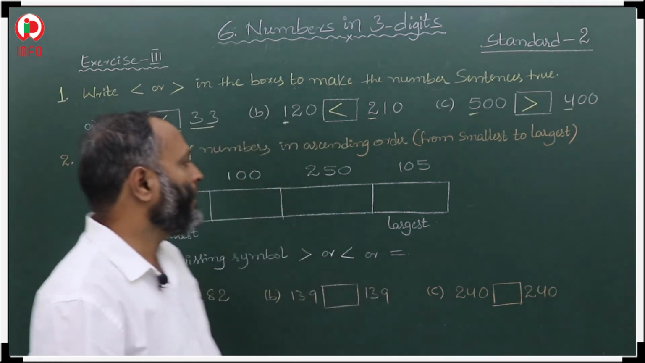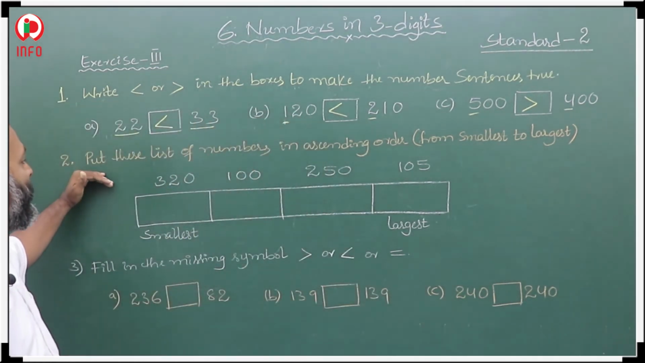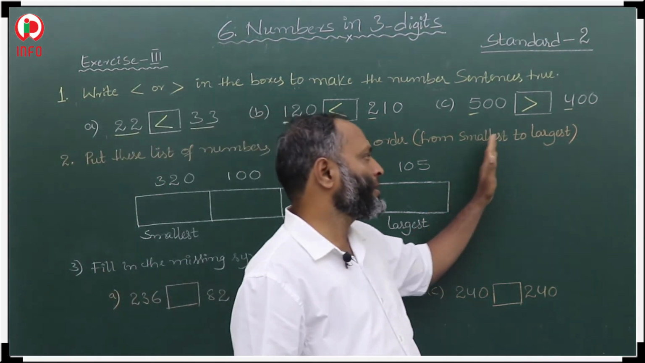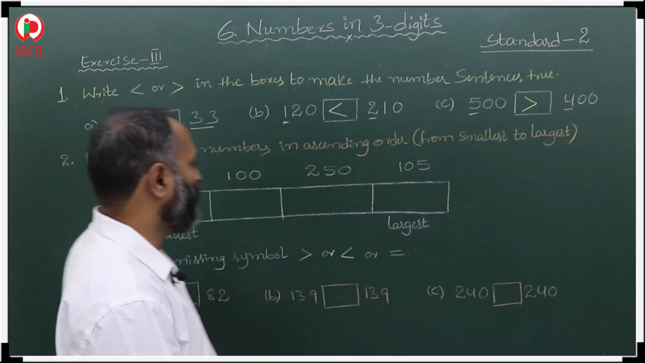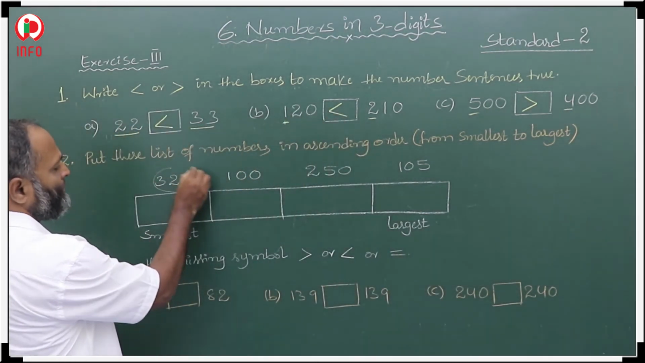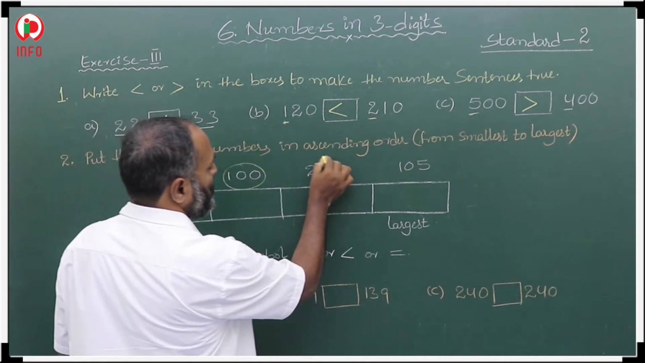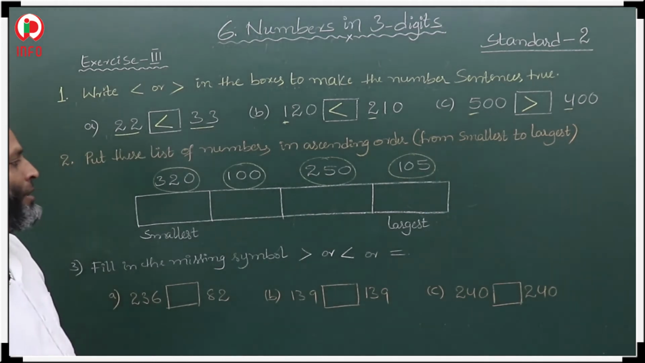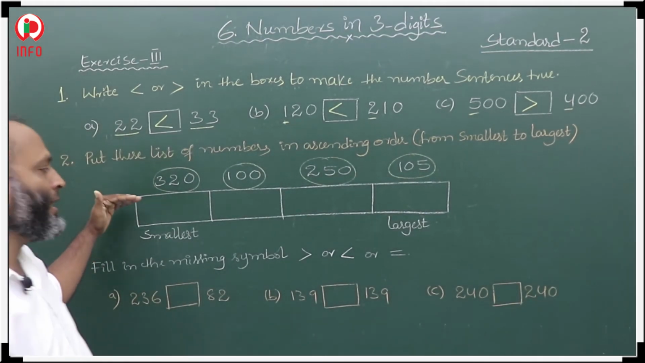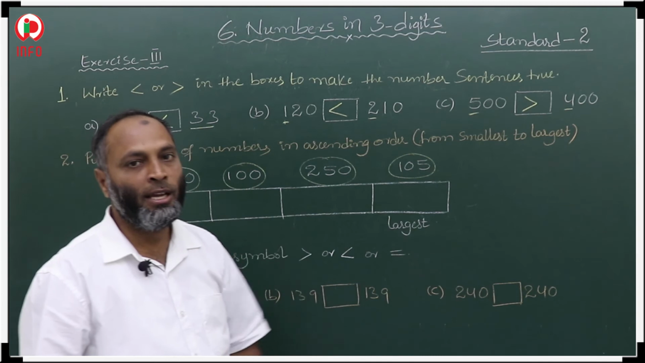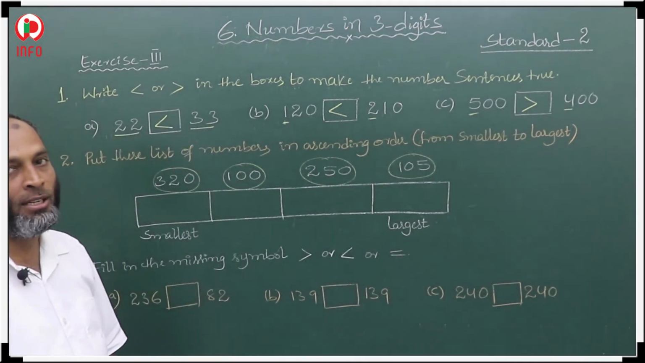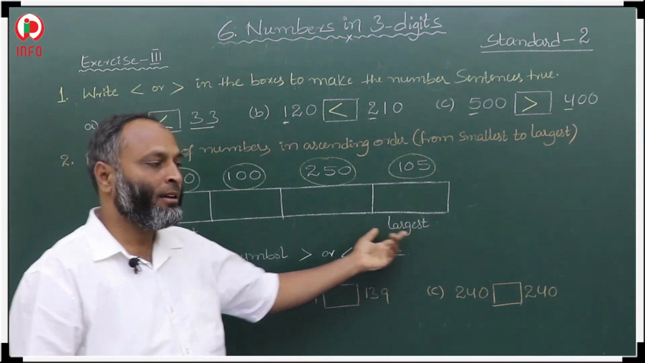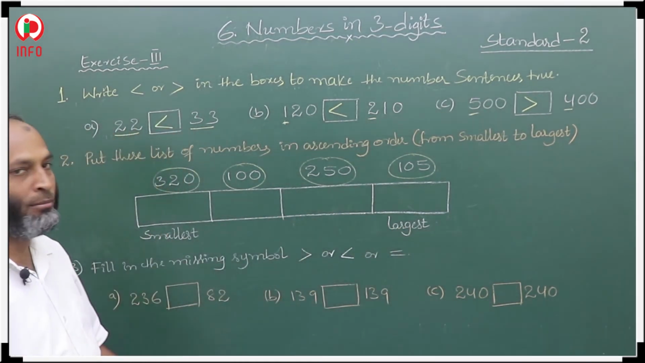Okay. Next, in the second, put this list of numbers in ascending order. Ascending means smallest to largest. Here 4 numbers are given. This is the first number, this is the second number, this is the third number, this is the fourth number. We have to arrange these 4 numbers in ascending order. Ascending order means increasing order. Increasing order means smallest to largest. First we have to write the smallest number.